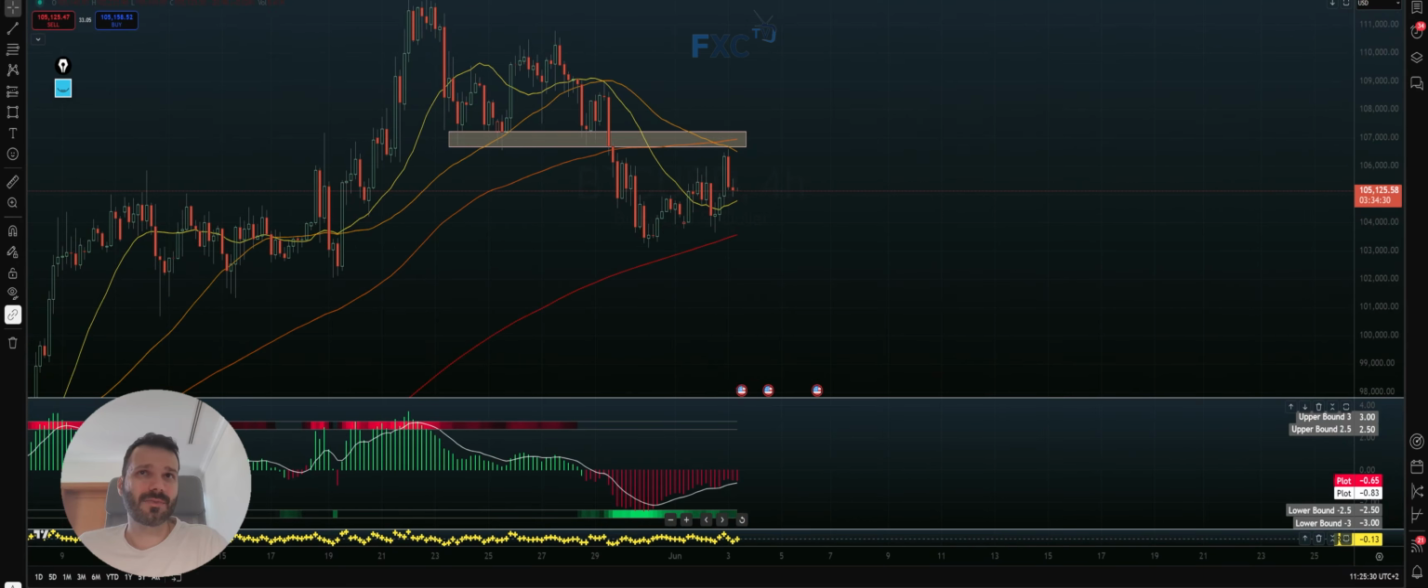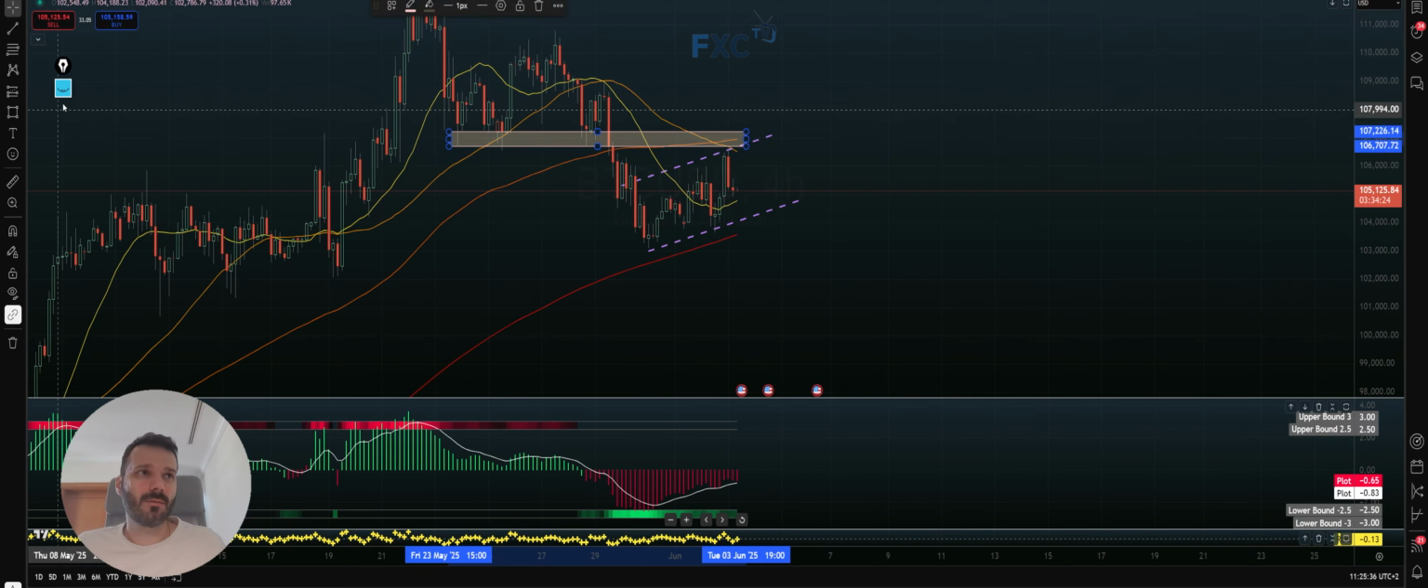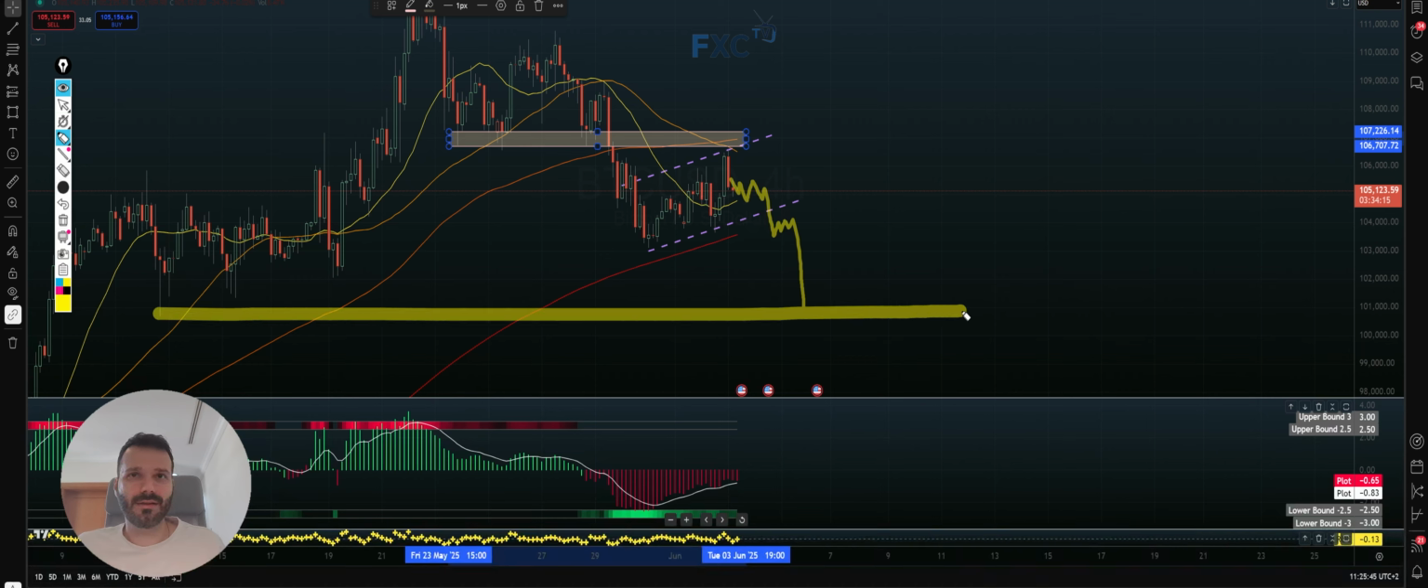So from my perspective, we can break this consolidation. So if we can trade lower, this will be a potential sell trade idea for the market to retest this low or even to trade lower.